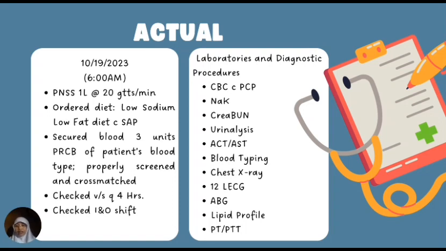Next, we have arterial blood gas. So this measures the acid-base balance and oxygenation levels of our patient. For lipid profile, so this is important as acute kidney failure patients might have increased cardiovascular risk, and lipid abnormalities might affect the overall health condition of the patient. Next, we have PT or PTT. So this test evaluates the blood clotting function of the patient.